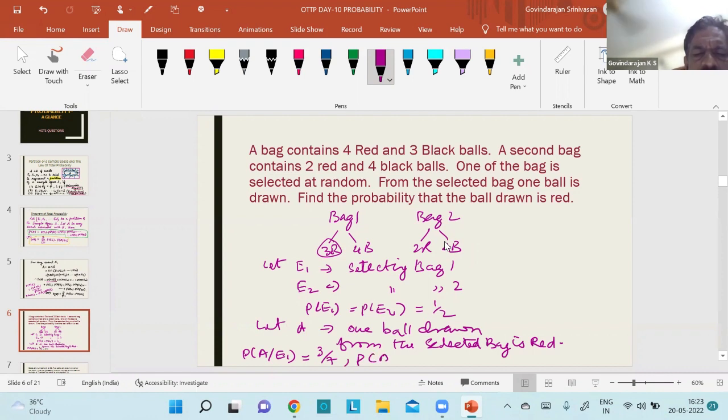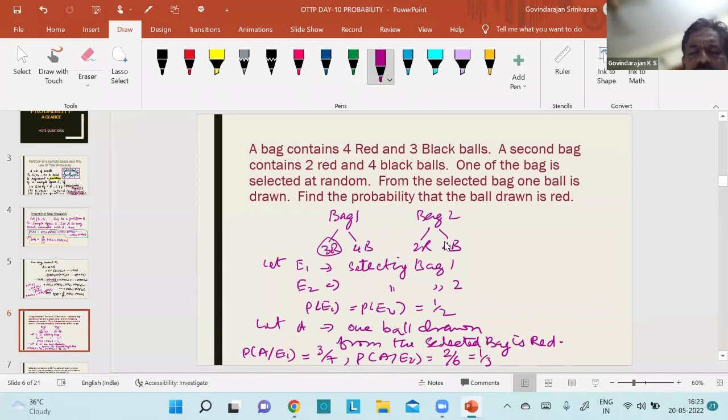And the probability of A given E2 is the probability that the selected ball is red, given that it is taken from bag 2. Bag 2 has 2 red balls and 4 black balls, so 2 out of 6, which is 1 by 3, is the probability of A given E2. So by using the total probability, this is a simple example only. The question is, find the probability that the ball drawn is red color. So that is the total probability theorem.